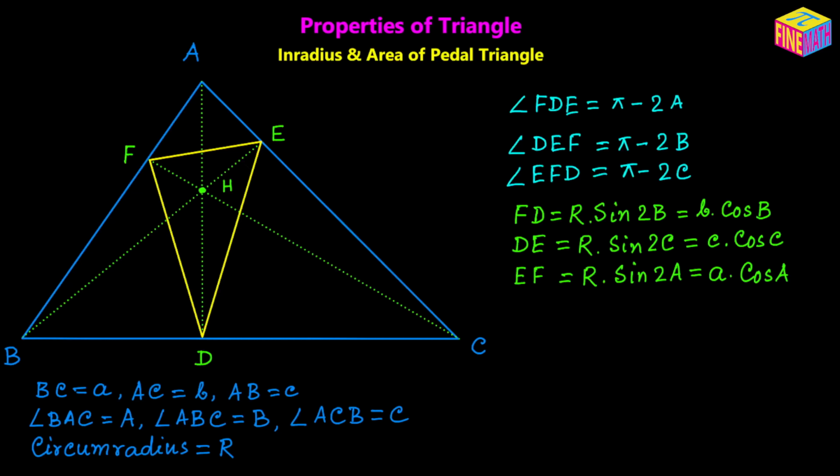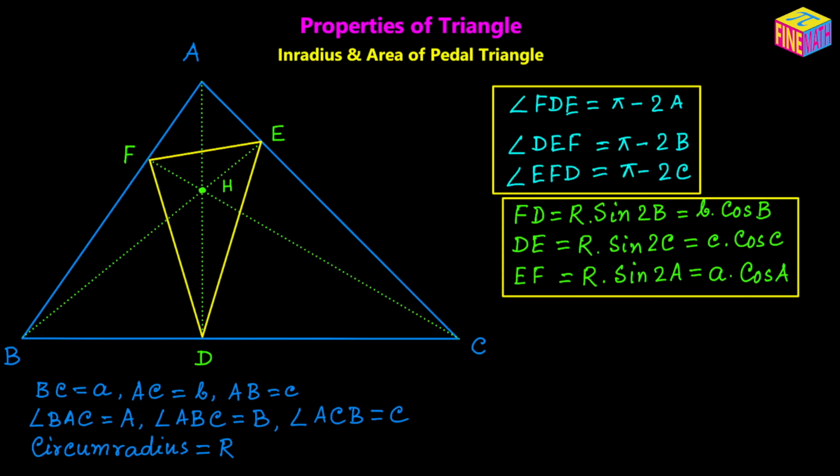FD is equal to R times sine of 2 times B, and also it is equal to b times cosine of B. Similarly, the side length DE will be equal to R times sine of 2 times C, which is also equal to c times cosine of C. And the side length EF will be equal to R times sine of 2 times A, which is also equal to a times cosine of A. In this video, we are going to use this information to calculate the inradius of the pedal triangle and also to calculate the area of the pedal triangle.